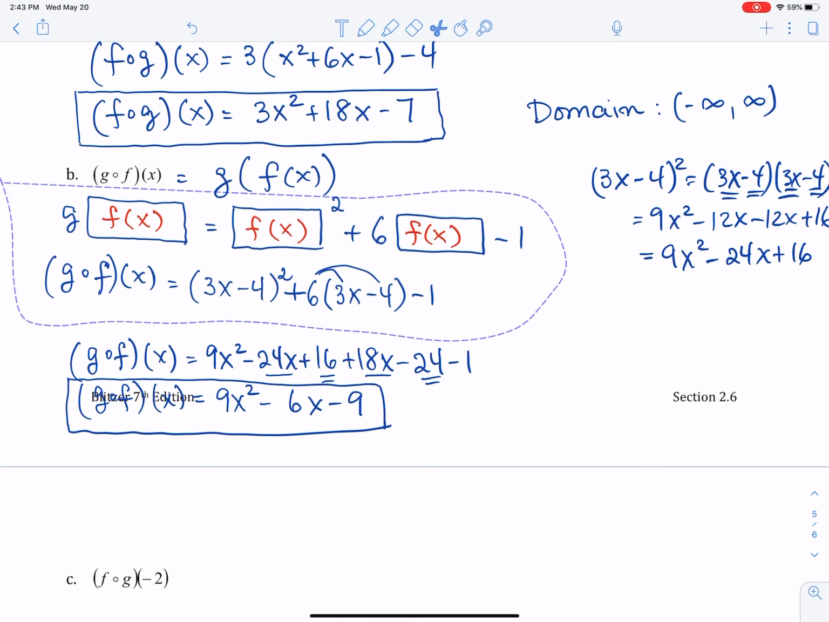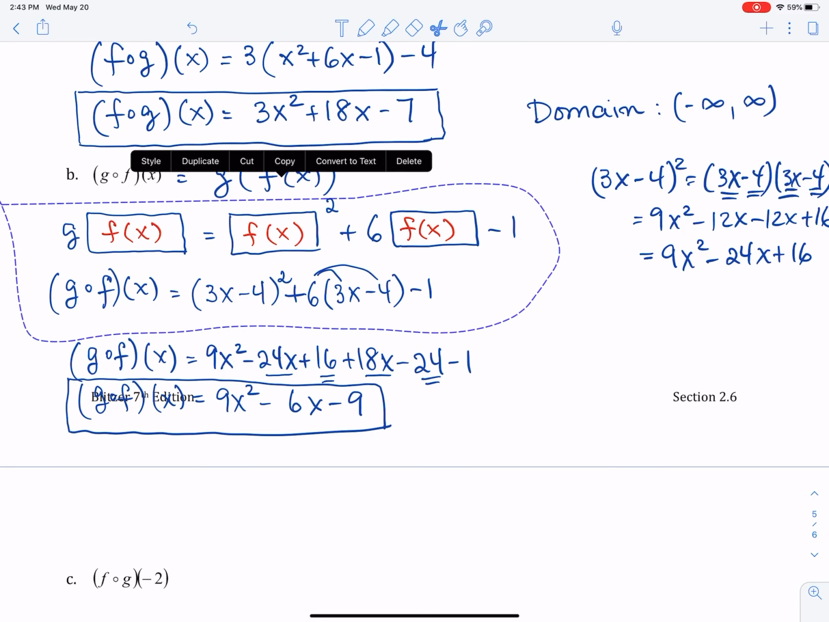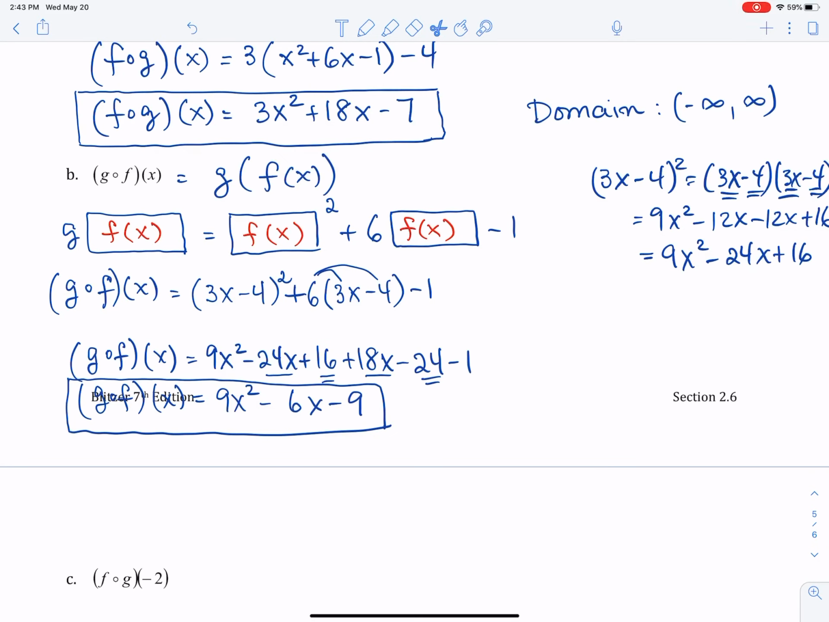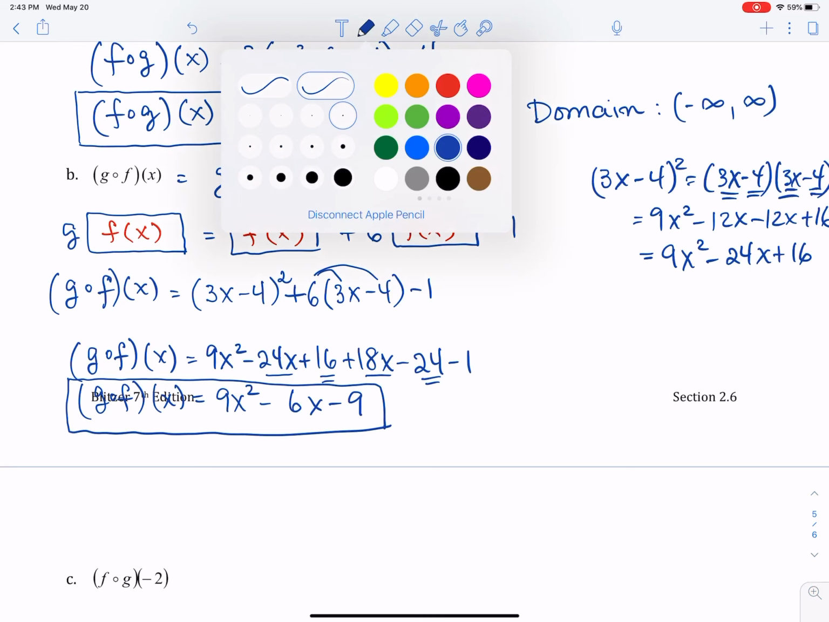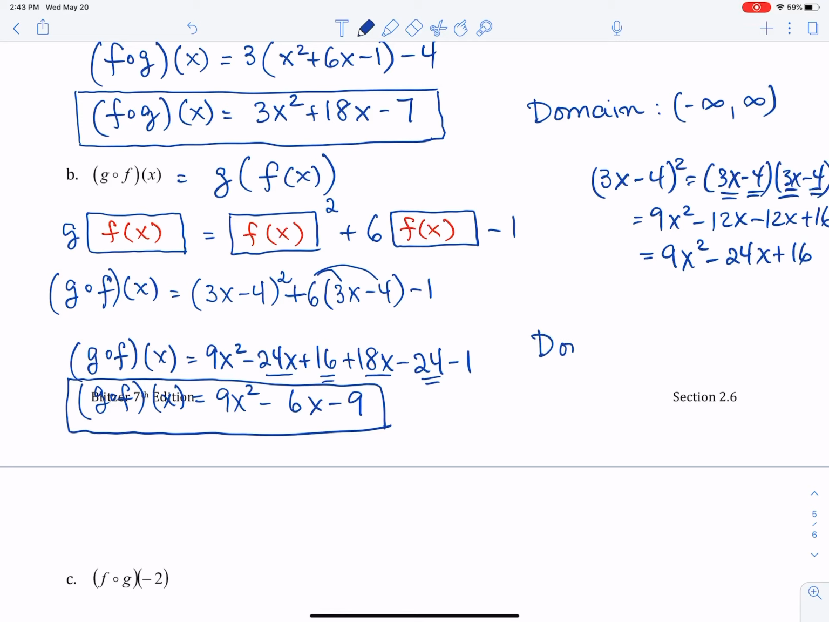Okay, what about the domain? Well, it looks like we didn't do anything to this linear equation and quadratic equation, so the original domain was all real numbers, so we keep having domain of all real numbers.